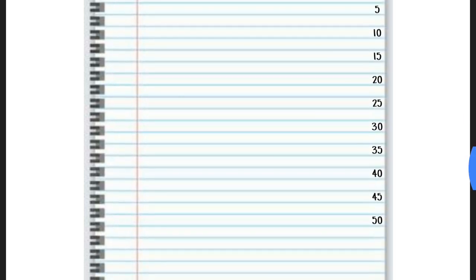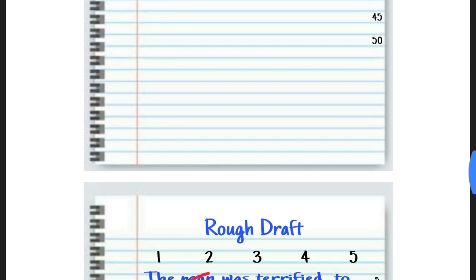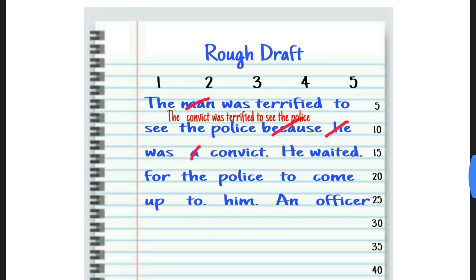Now see how it will look. Suppose I have written the words, it will look something like this. See, rough draft. And then this is just a sample. Suppose I have written, the man was terrified to see the police because he was a convict. He waited for the police to come up to him, an officer, etc. Whatever be the case, this is just to make you understand.